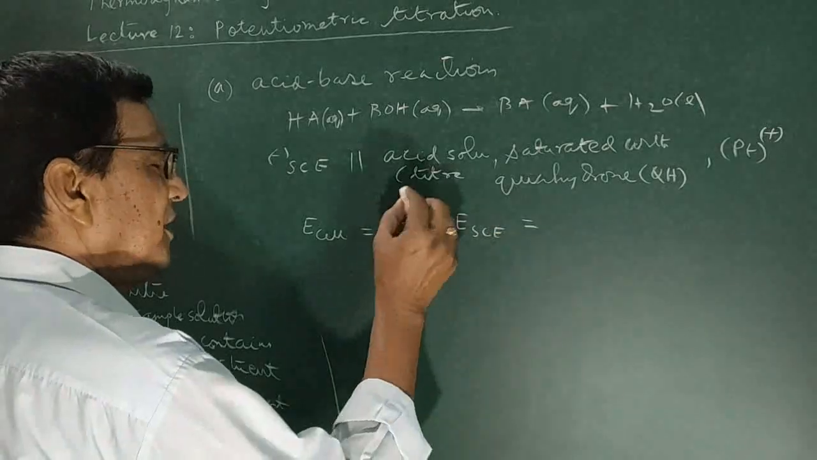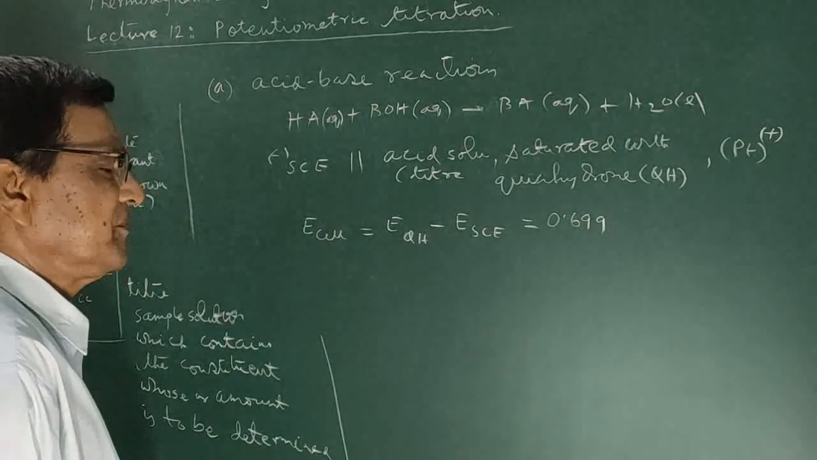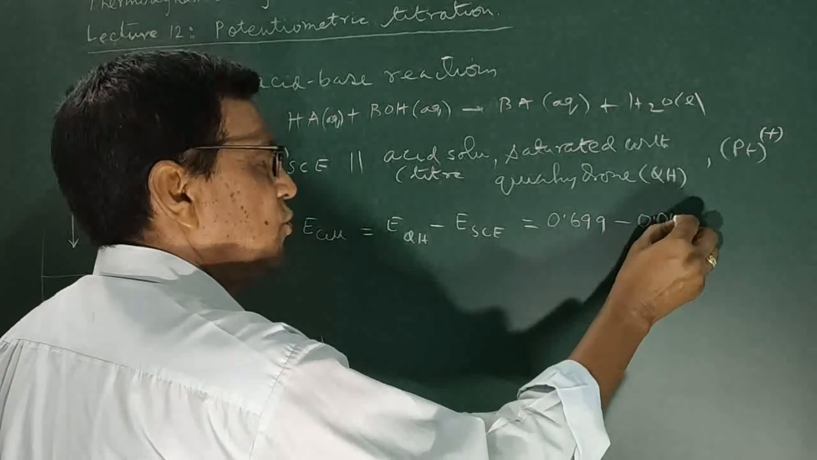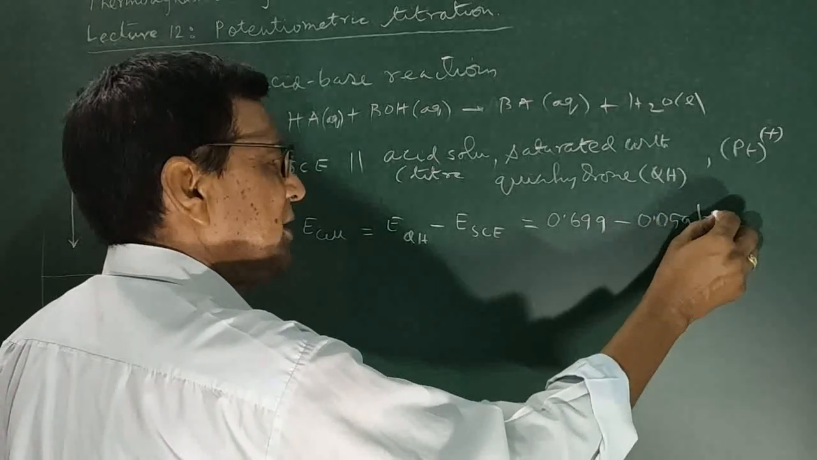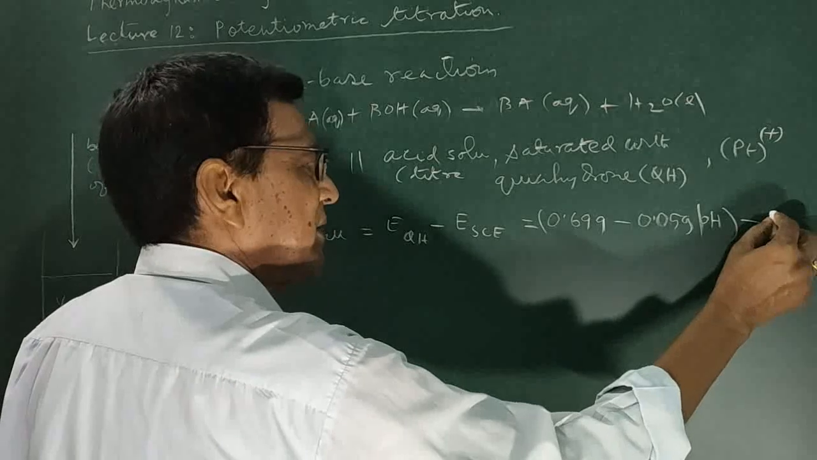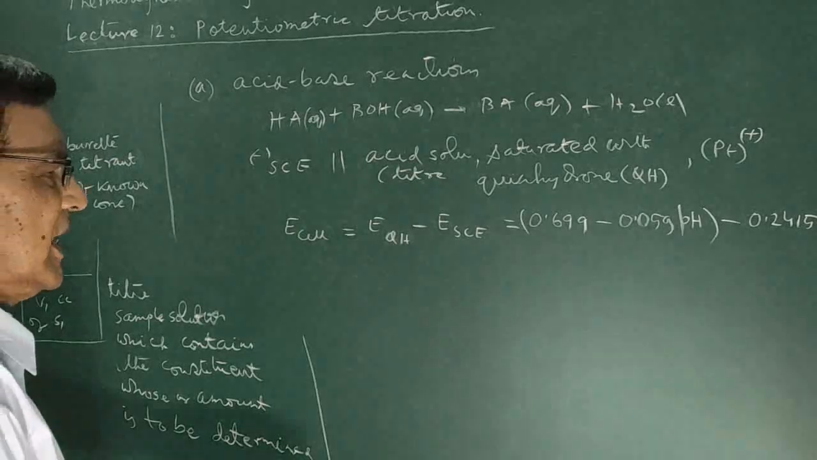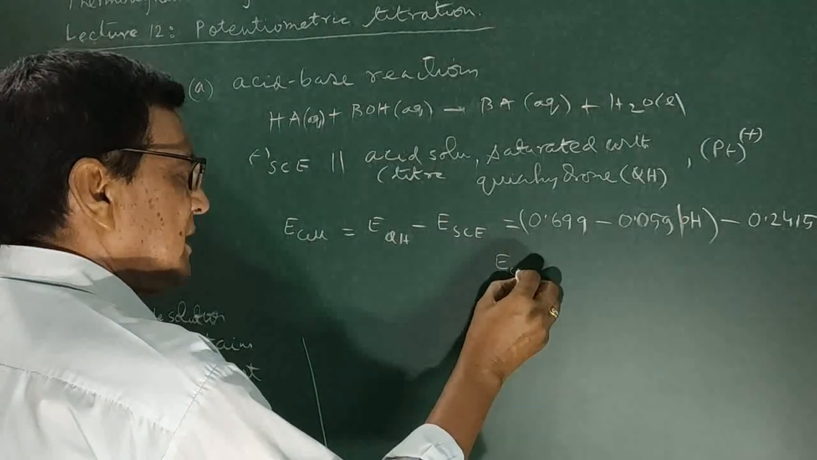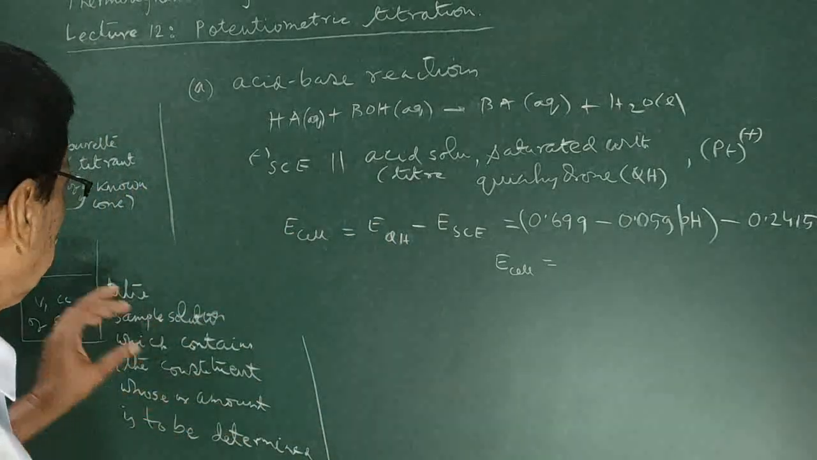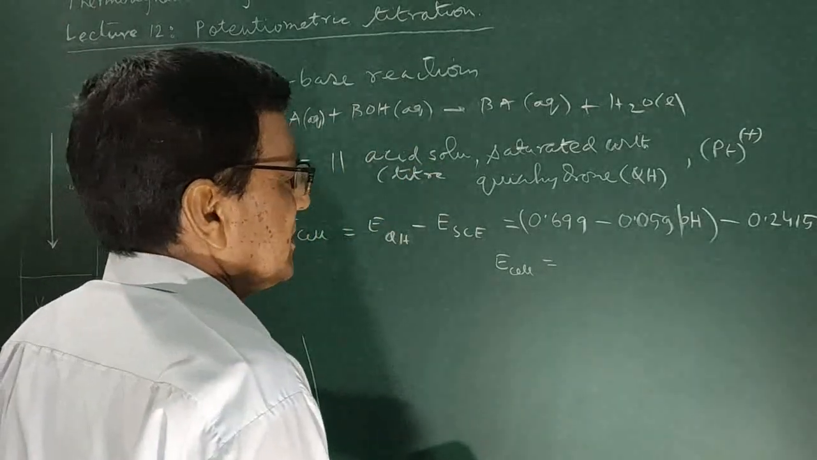And this one we already know: 0.699 is the standard potential of this quinhydrone electrode, minus 0.059 pH at 25 degrees centigrade, and minus the saturated calomel electrode, which is 0.2415 volt. So actually this E cell depends on the pH of this acid solution, which is taken in this titrate.